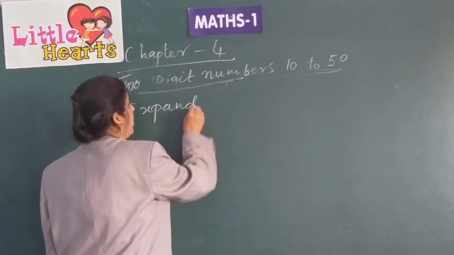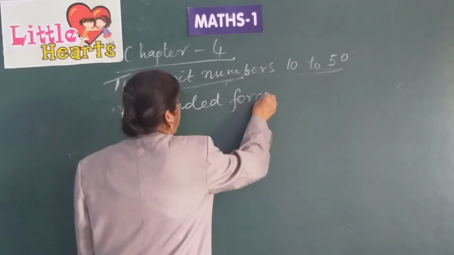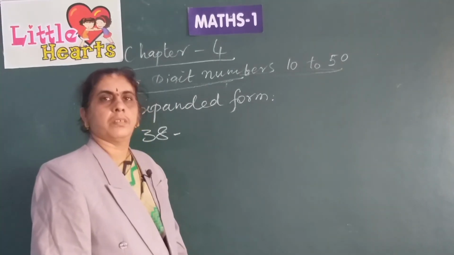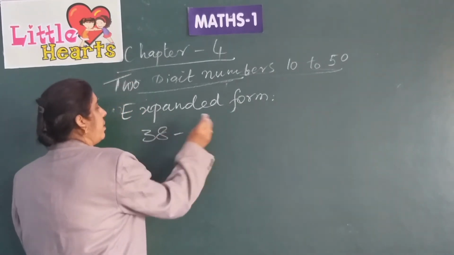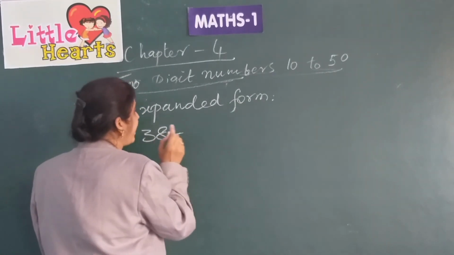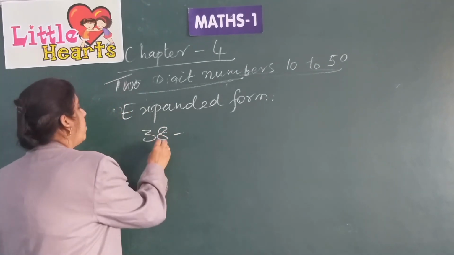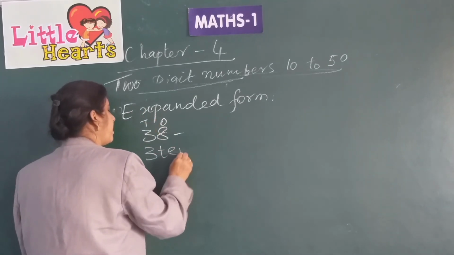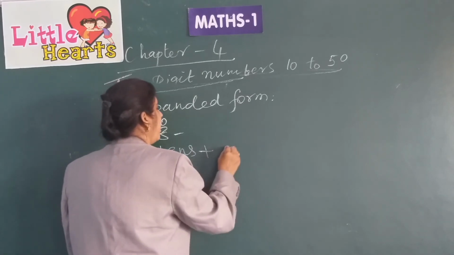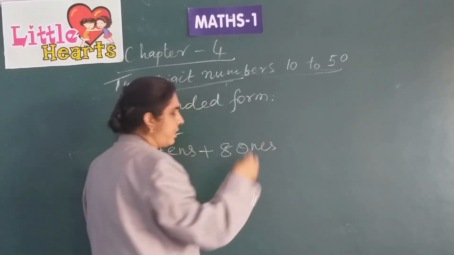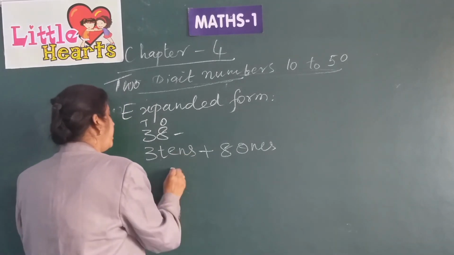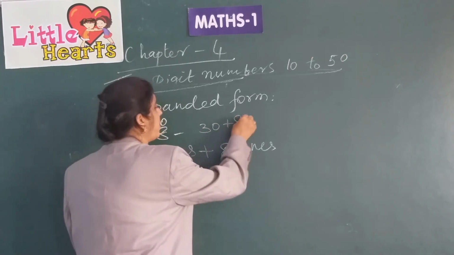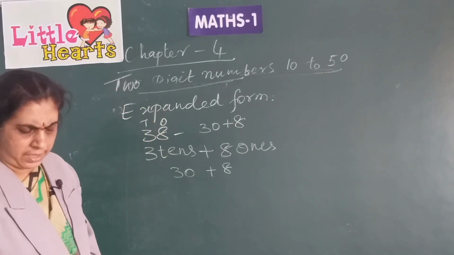Expanded form for a 2-digit number. 38. This expanded form is just writing the tens and ones and adding them. So 8 is in the ones place, 3 is in the tens place. 3 tens plus 8 ones. That is the expanded form. 3 tens is equal to 30 plus 8. 30 plus 8 is the expanded form of 38.